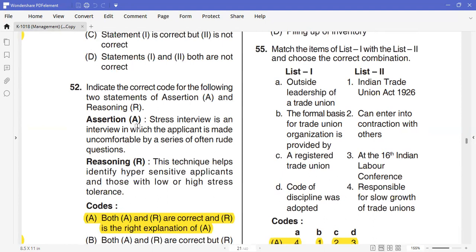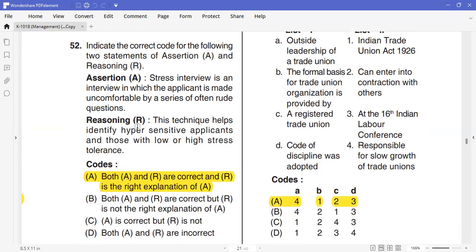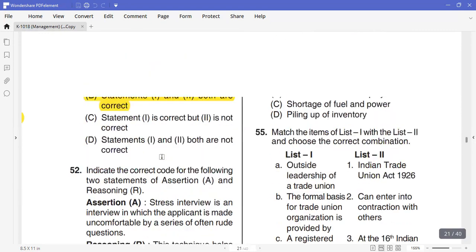Indicate the correct code for the following two statements of assertion and reasoning. Assertion: a stress interview is an interview in which the applicant is made uncomfortable by a series of often rude questions. Reason: this technique helps identify hypersensitive applicants and those with low or high stress tolerance. Both A and R are correct and R is the correct explanation of A. A stress interview is basically undertaken to test the stress level of an employee, to know whether they are sensitive to stress or not. That is the main criterion for conducting a stress interview.